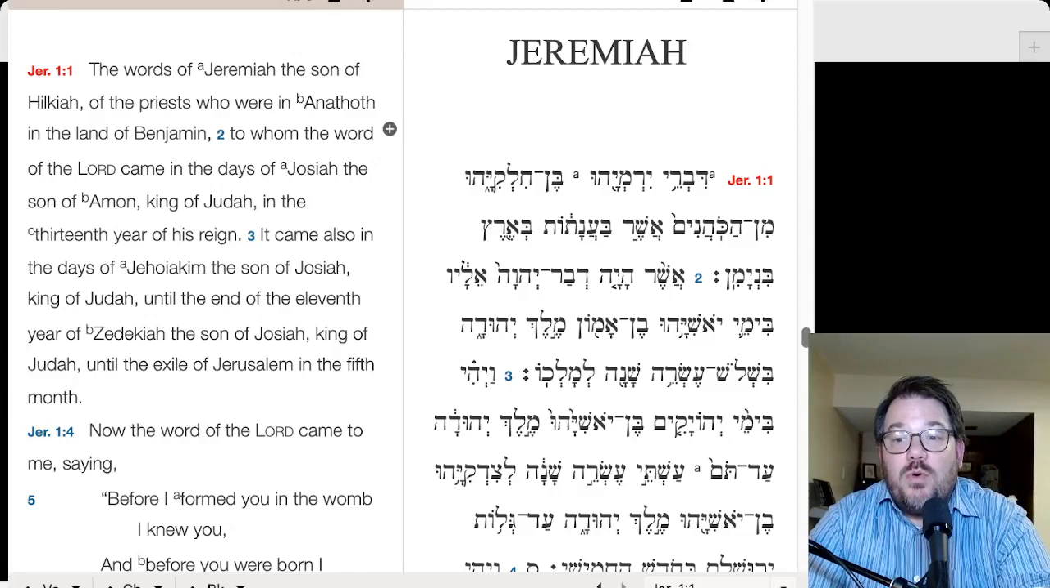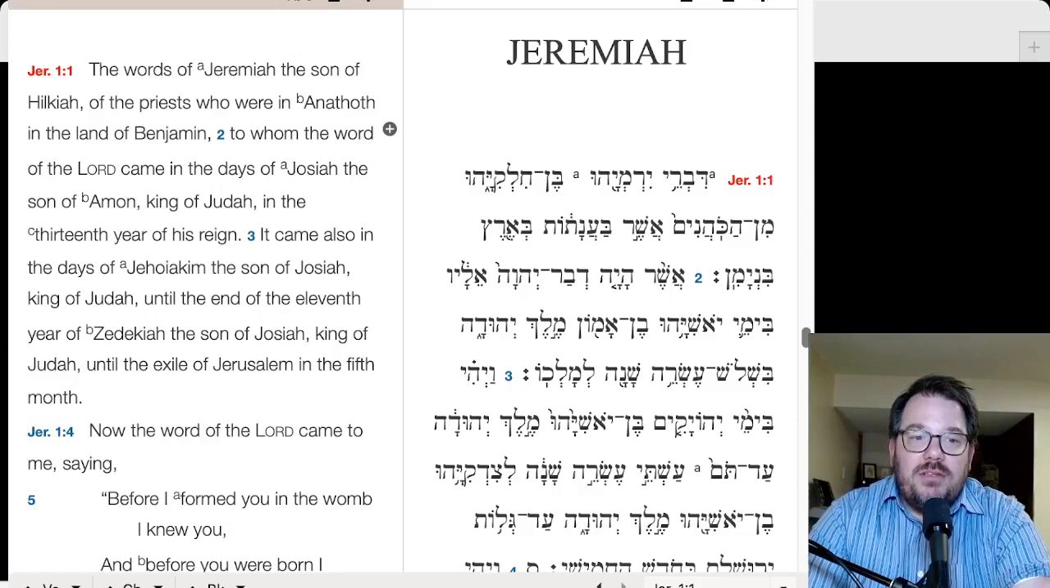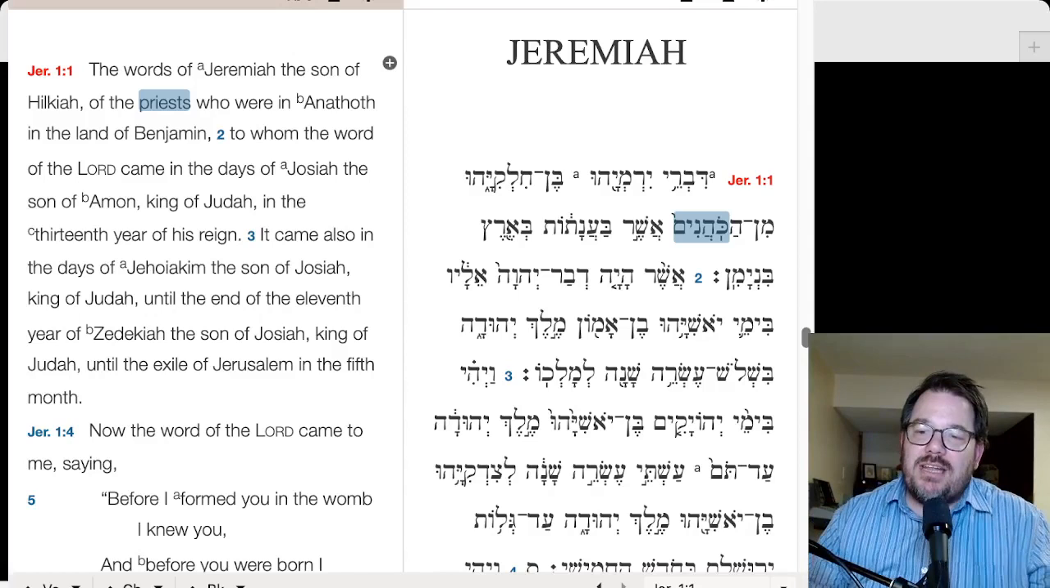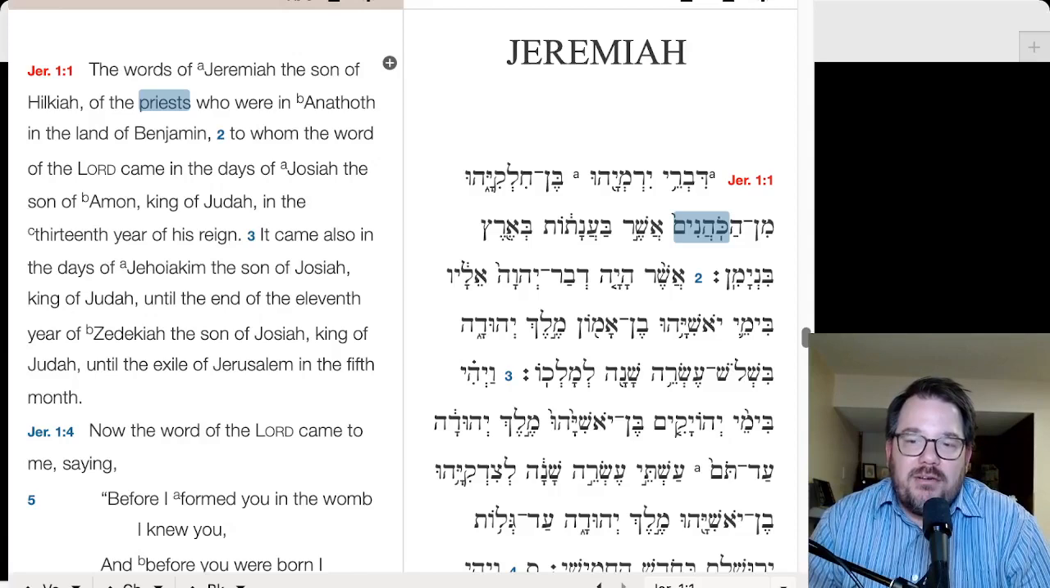We have more biographical information about Jeremiah than any of the other prophets. And this is going to play out a lot throughout the book. So okay, here's the person, a little bit about his family. Anathoth is a town whose exact location I don't think there's a consensus on, but the region, the area that it is in is pretty well understood.